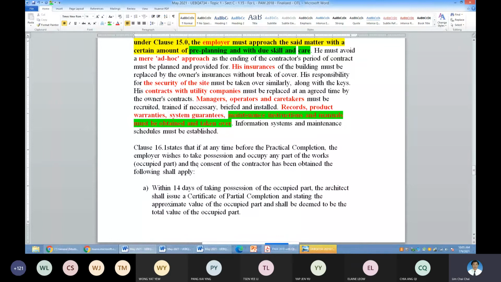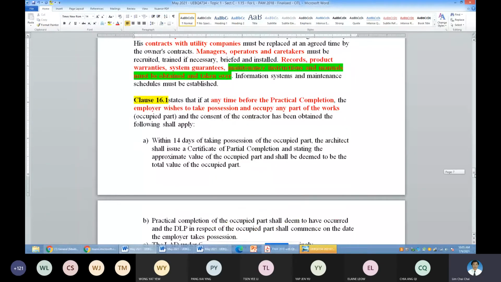So this clause 16.1 is earlier taking over of the project site. Okay, it is earlier taking over, if the employer wishes to take any part of the work earlier. So if the employer is willing to take over any part, that is any time before CPC, it is possible, but certain things need to be followed.